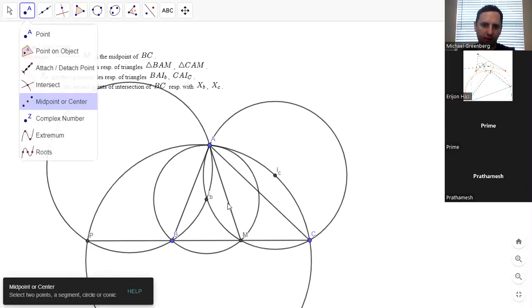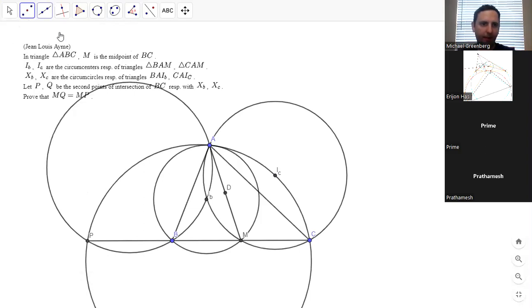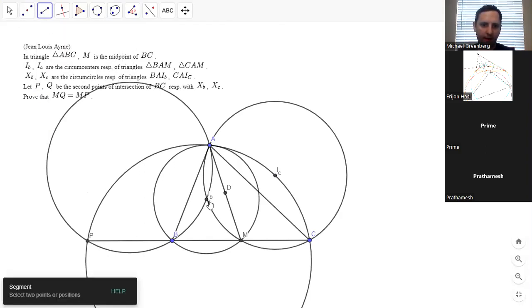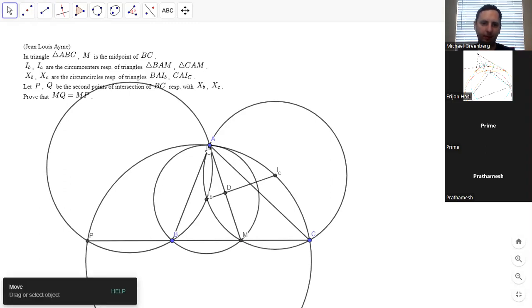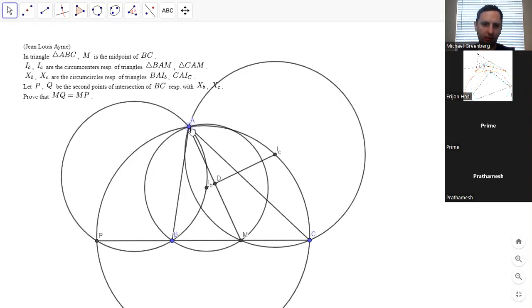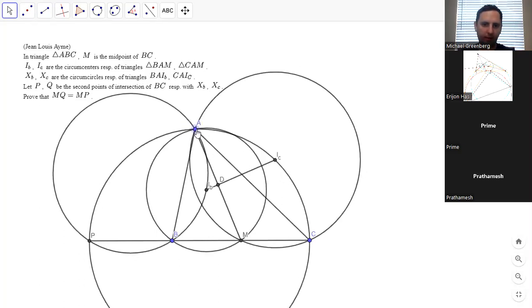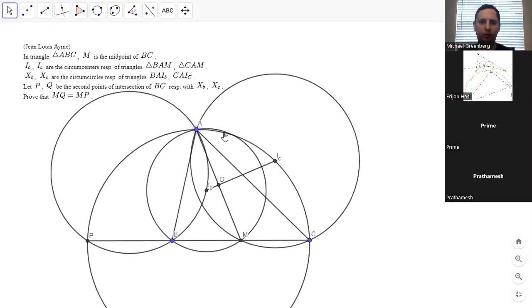So let's see. If we draw the midpoint of AM, then we know that this is the perpendicular bisector of AM. We want to show that P lies on it, and we show that PA is equal to PM. Maybe we could use power of a point somehow. I don't want to make it look like these circles are tangent.